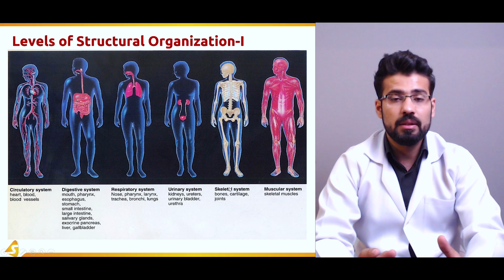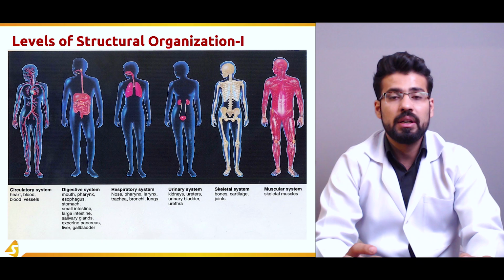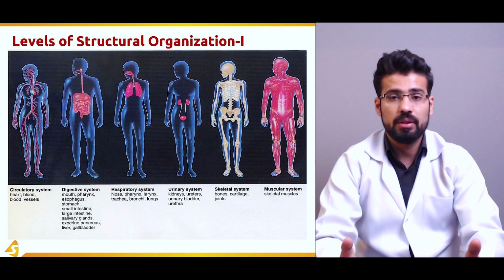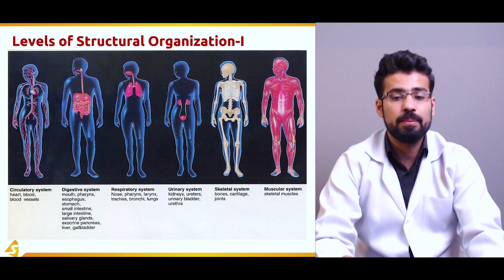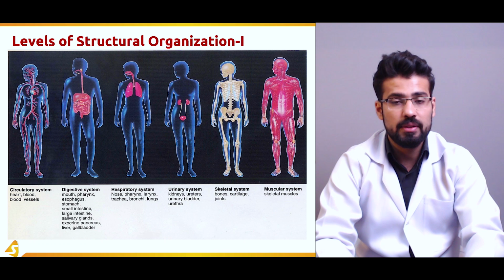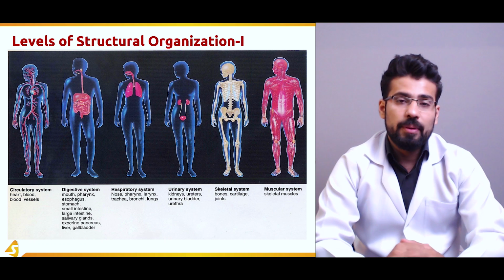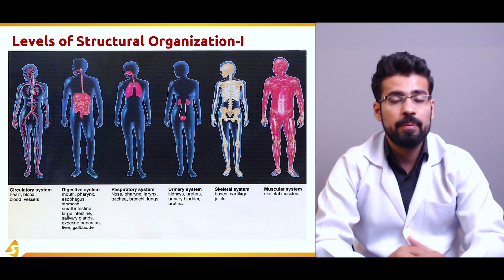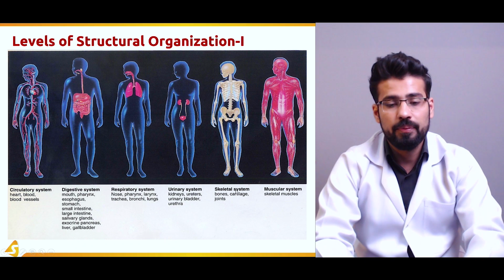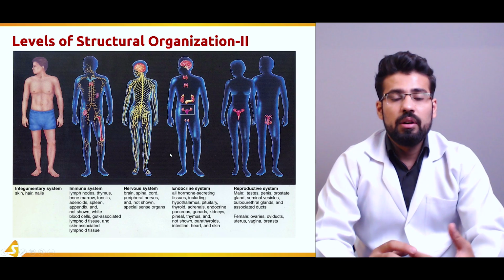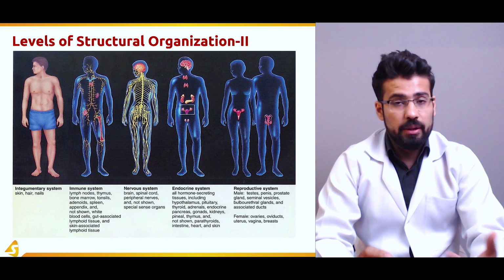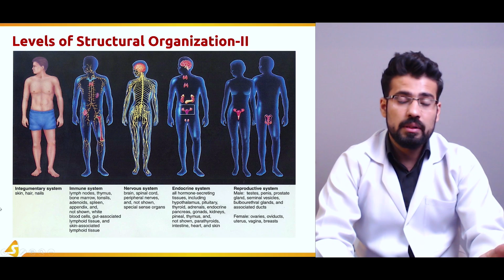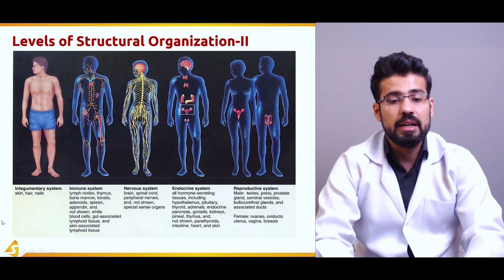Now, the skeletal system's primary objective is to provide shape and structure to the body. It includes the bones, cartilages, and joints. This is followed by the muscular system, of course, which consists of the muscles in the body. Moving onwards, there is the integumentary system, which consists of skin, hair, and nails.